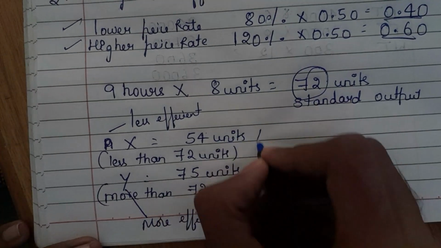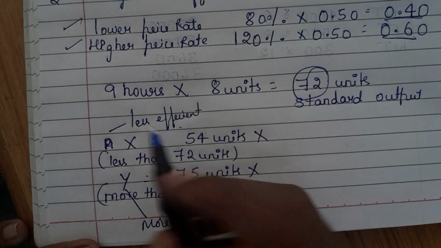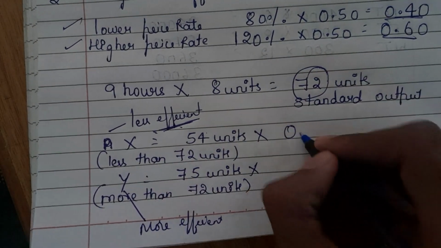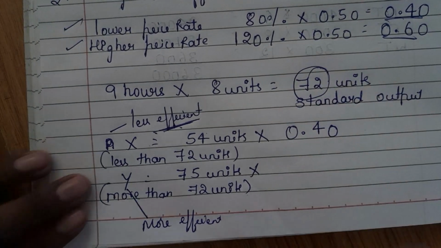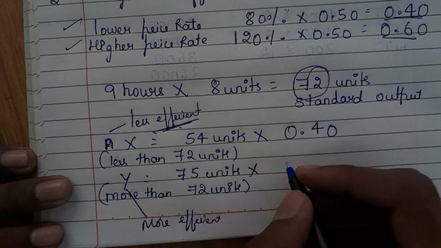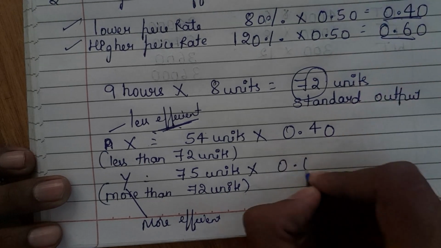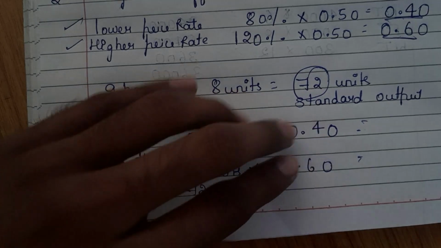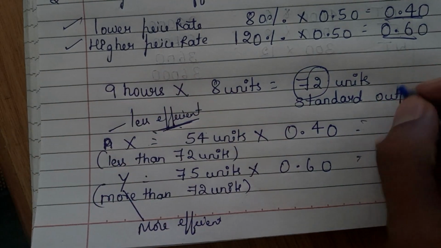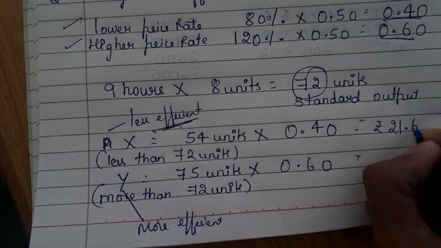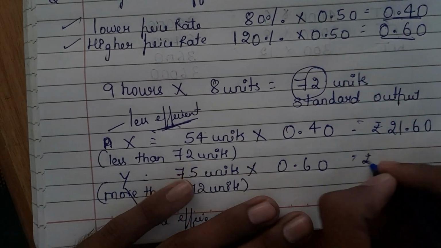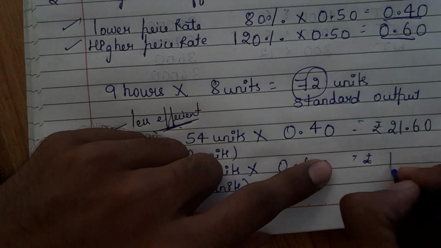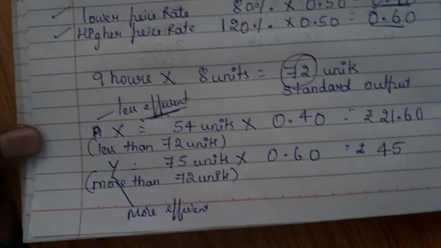So for 54 units, since he is less efficient, he will be paid the lower piece rate, that is 0.40, and Y is more efficient, so will be paid the higher piece rate, that is 0.60. So 54 into 0.40 will be 21.60, 21 rupees 60 paisa he will be getting. And 75 units into 0.60 will be 45 rupees. So this is how we need to solve this problem.